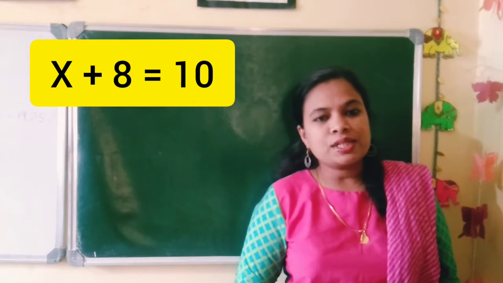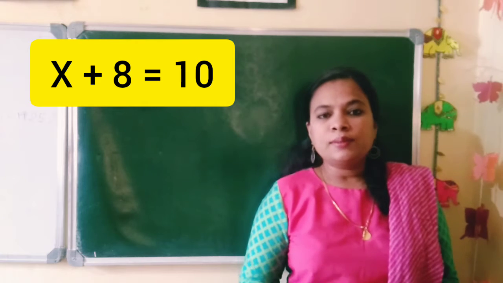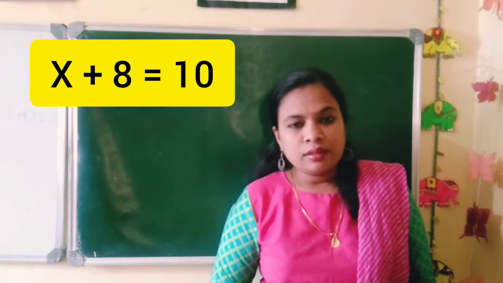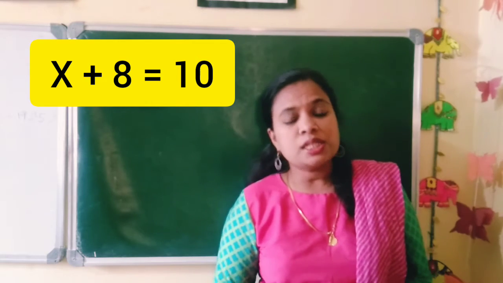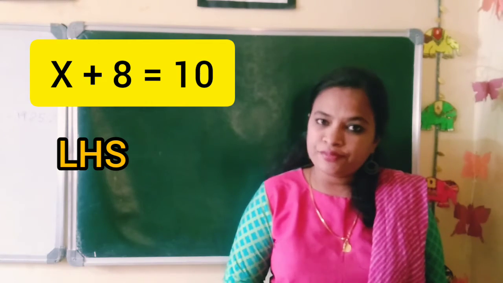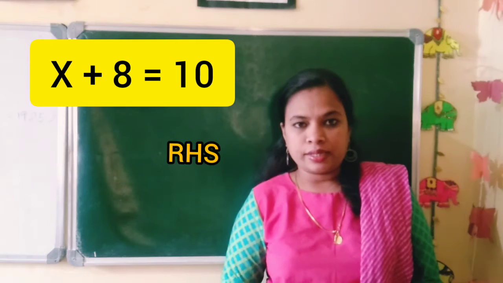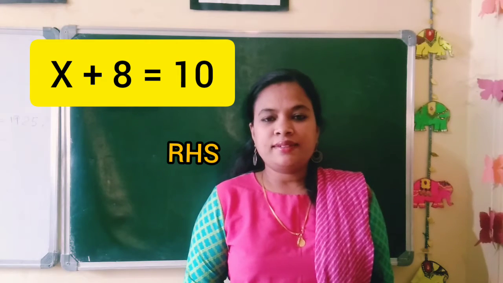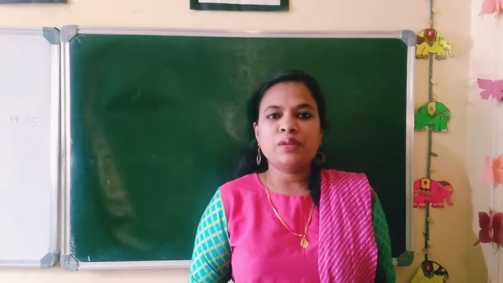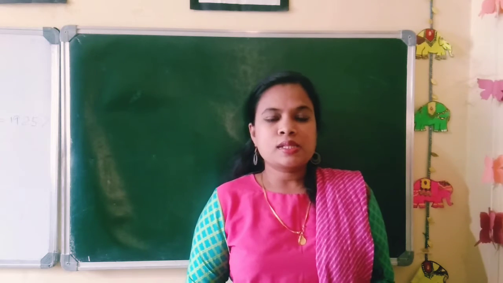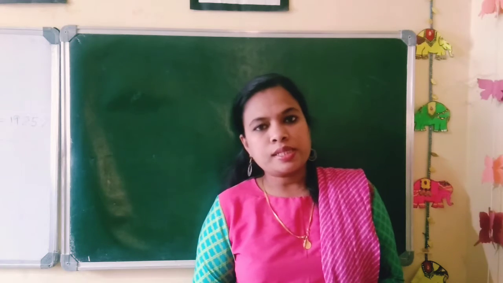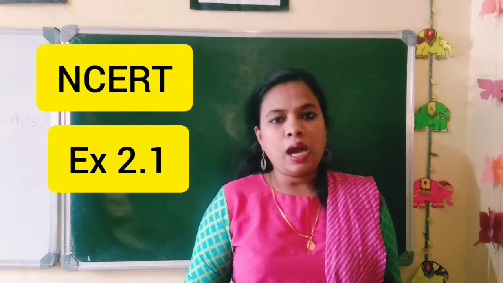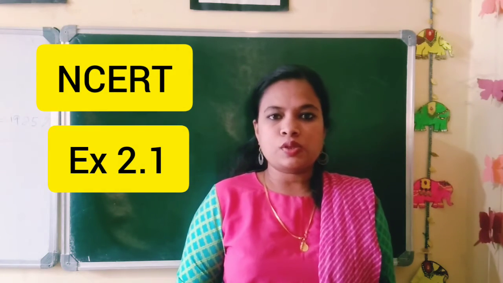Now the equals sign divides the entire expression into two parts, left hand side and right hand side. Okay, a brief introduction about this linear equation in one variable. Now let's solve the questions related to it. These are NCERT questions. Now we will see how to solve the first exercise of this chapter.